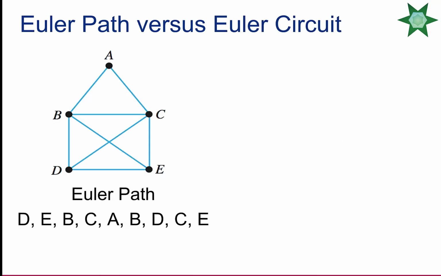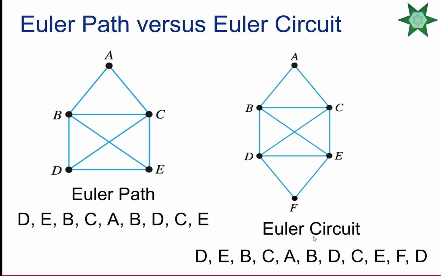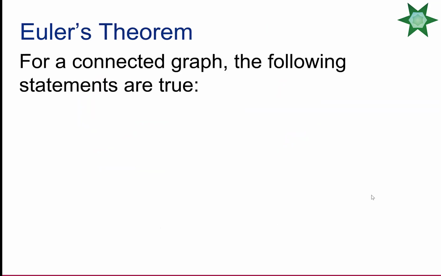So here's a graph, and here's an Euler path. It starts at D, goes D, E, B, C, A, B, D, C, and E. It's a path because it does not start and stop at the same vertex. There's a slightly different graph, and here's a circuit on this one where it's beginning and ending at vertex D. And you can trace through that and verify that actually is a circuit. It hits every edge one time.